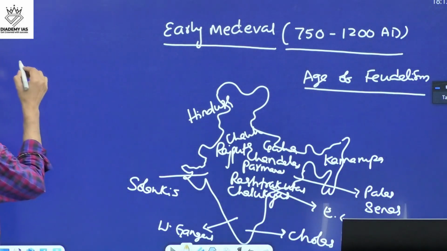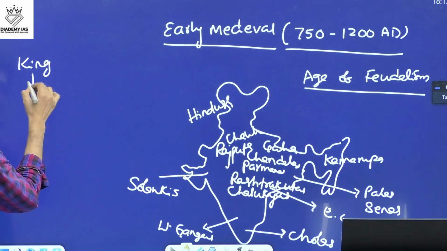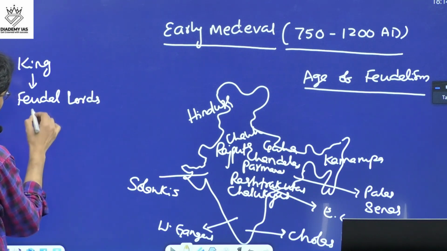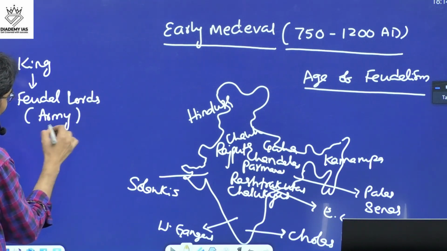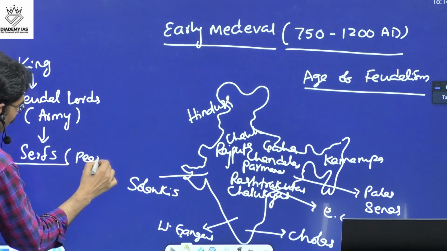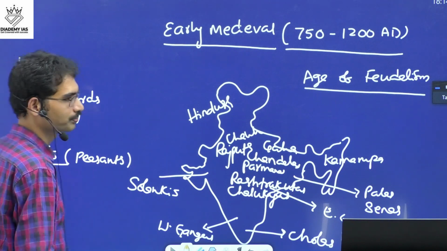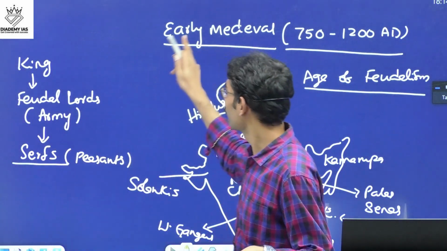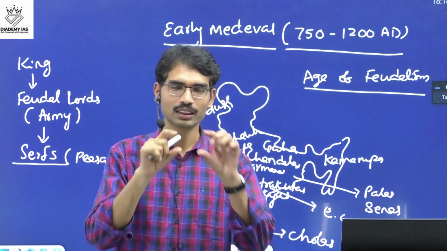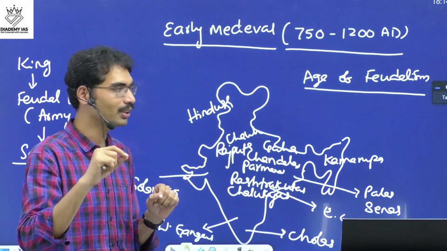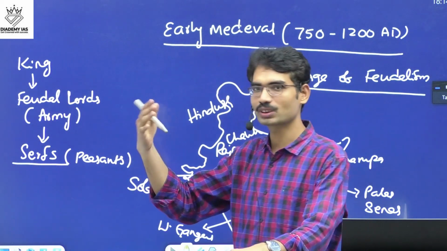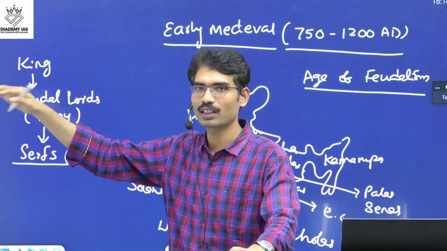When it comes to Europe, there was a king, and under the king, feudal lords were there. They used to maintain a huge army, and under them, many serfs were working. So they were peasants, but slave-like peasants. This was the condition in Europe during those times. That is why European historians used one specific term called Dark Ages for European medieval times, because there was no centralized, continuous rule of one king after the other; they were fighting against each other.